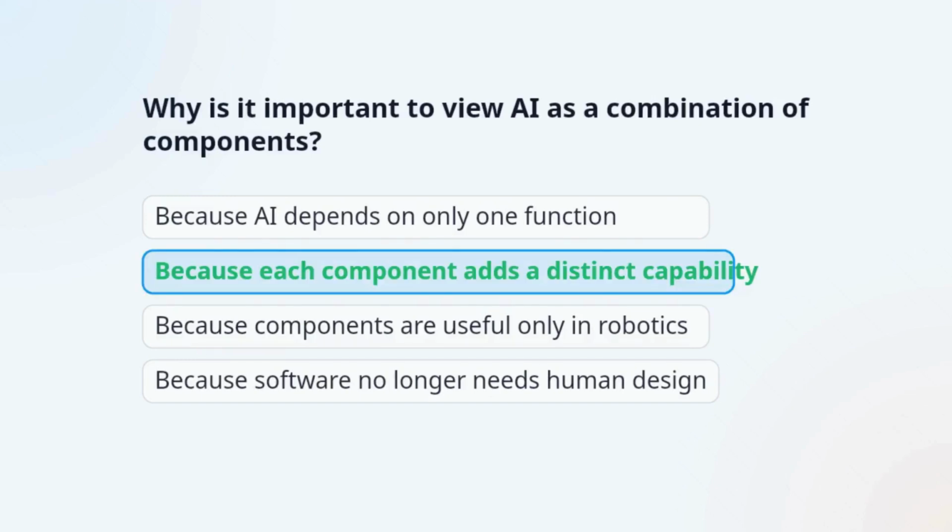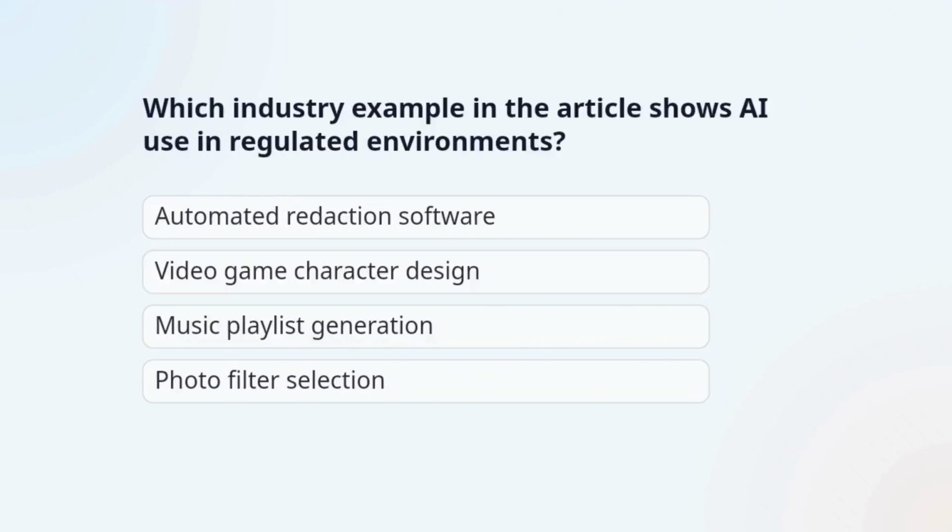The correct answer is because each component adds a distinct capability. The article explains that AI works through multiple building blocks, each contributing something essential like learning, reasoning, or perception. Question 2. Which industry example in the article shows AI use in regulated environments?